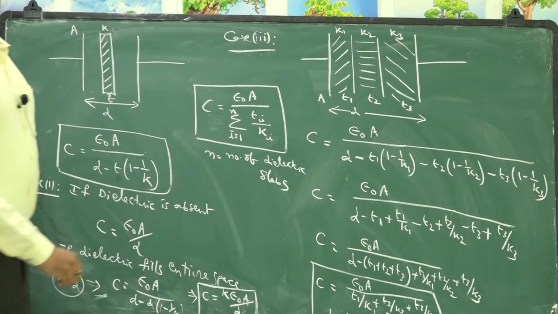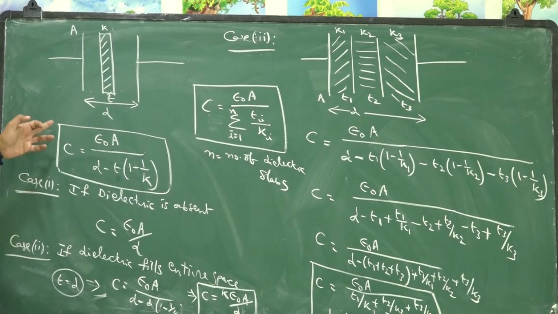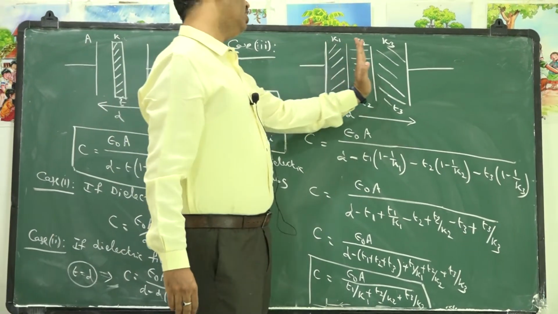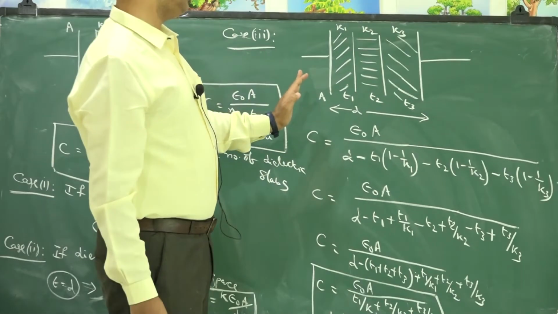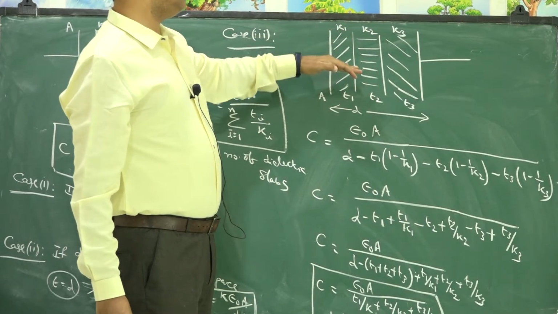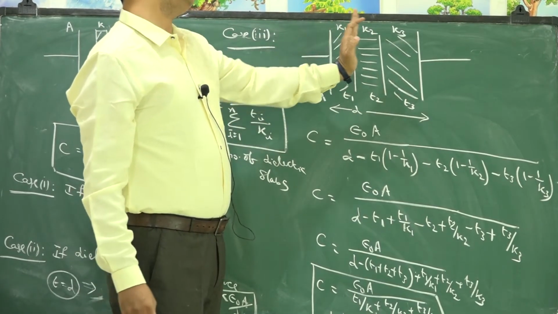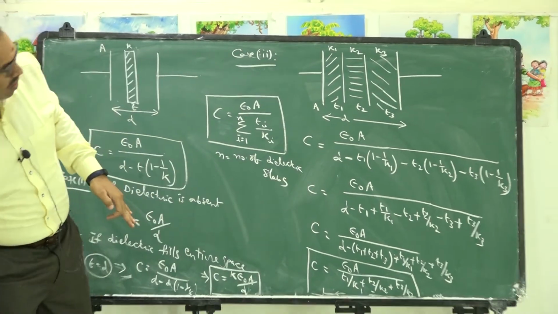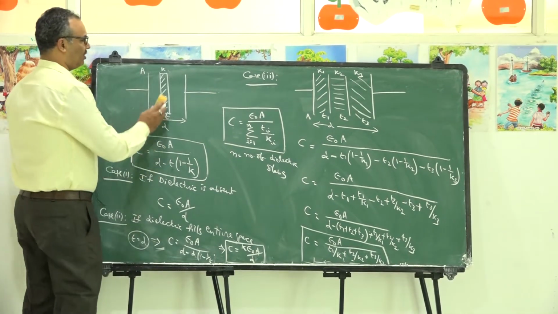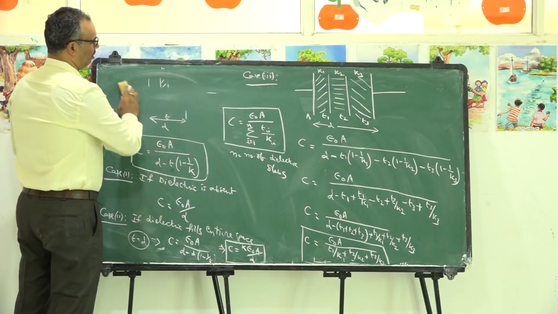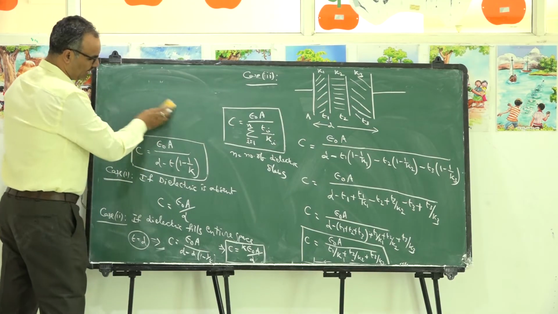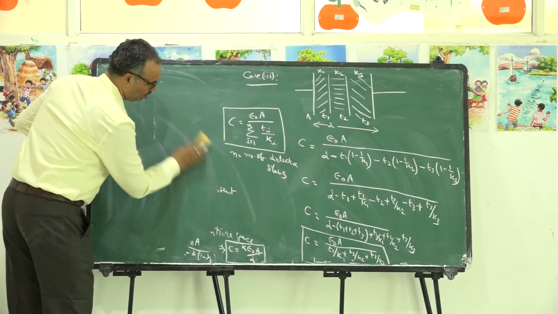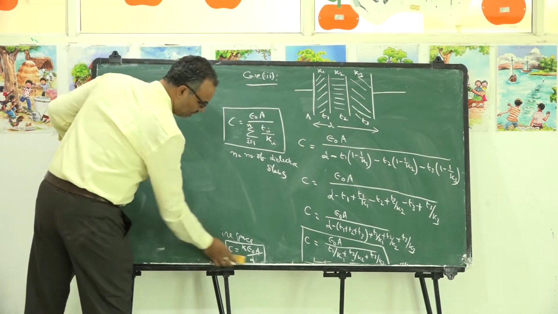In this way, we will apply the same formula in different situations. Here all the dielectrics are kept parallel to each other. Sometimes some dielectrics will be kept parallel, some kept perpendicular to each other. In that case, how the shape of the formula is going to change, let us discuss now. I will take one example for solving this.